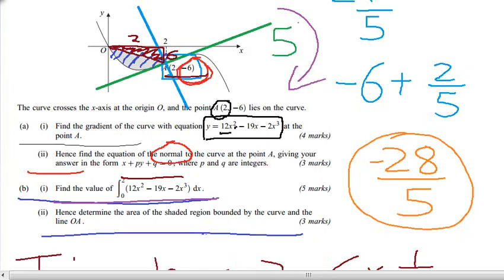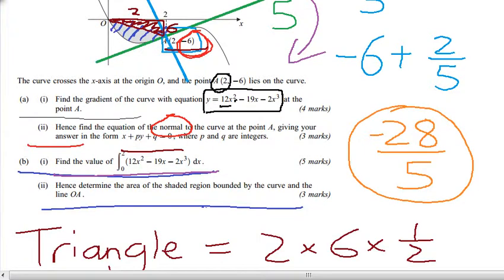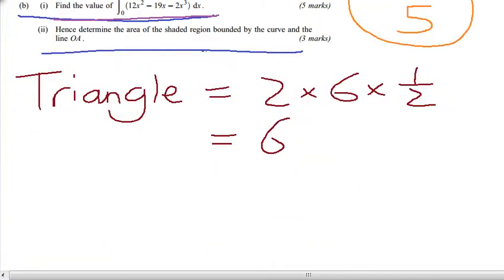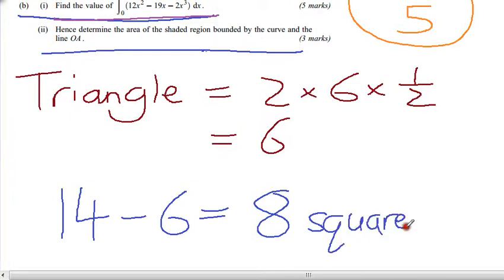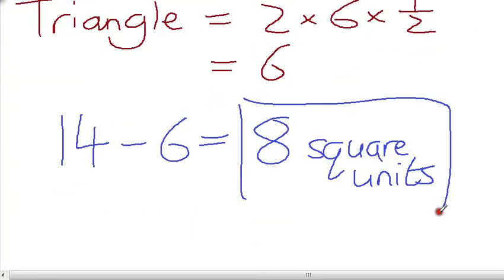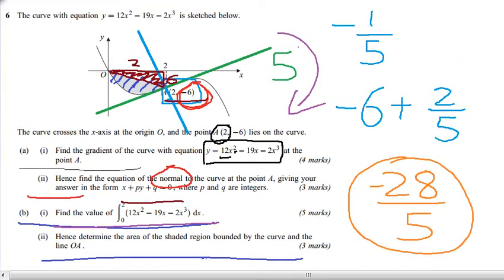And remember we calculated the area under that curve? Well, the area was 14. The answer to the question was minus 14, but the area, because you can't have negative area, was 14. So we do 14, take away 6, and we get 8. 8 square units. You don't have to put square units, but it's just, you know, the correct thing to do, I suppose. So 8 square units, that is the answer to question 6.